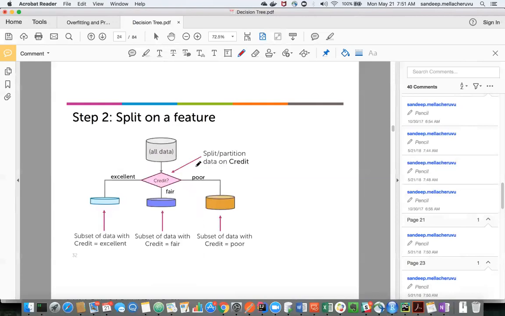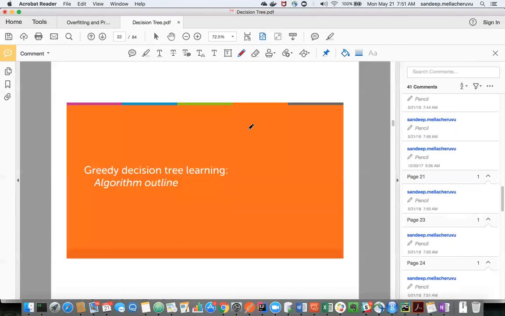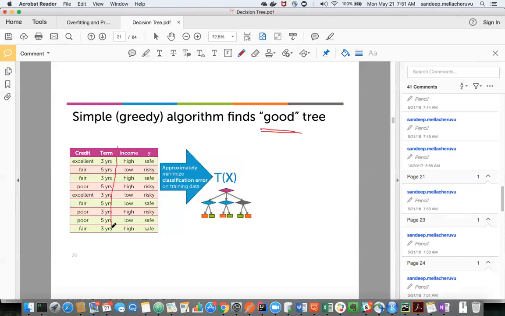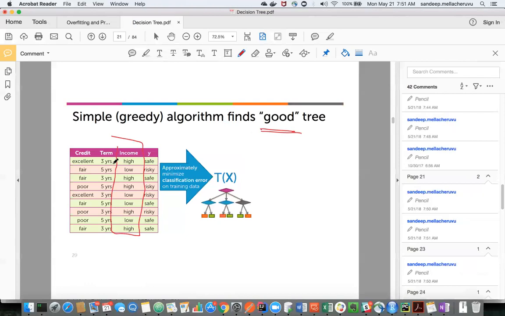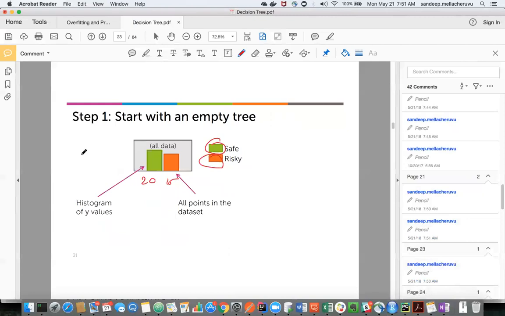Now, try to split on one feature. Feature is nothing but a variable. From now onwards, in the machine learning world, you most likely don't call each column a variable, you call it a feature. This is the income feature. Instead of calling it a variable, I call it the income feature. Similarly, term feature, credit feature, both are the same. It's only a difference in terminology.